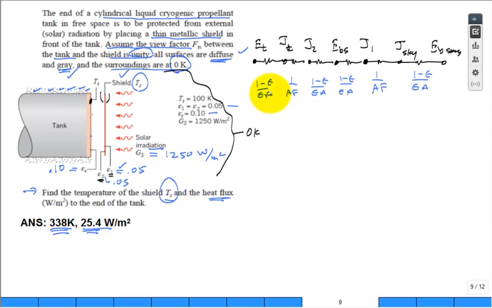Okay, now, what about this sky over here? How large is the sky? Do they give me how large it is? They really don't. It's huge. The sky is huge. Whenever the sky is huge, what does it do to this 1 minus epsilon over epsilon A in the limit as A goes to infinity?